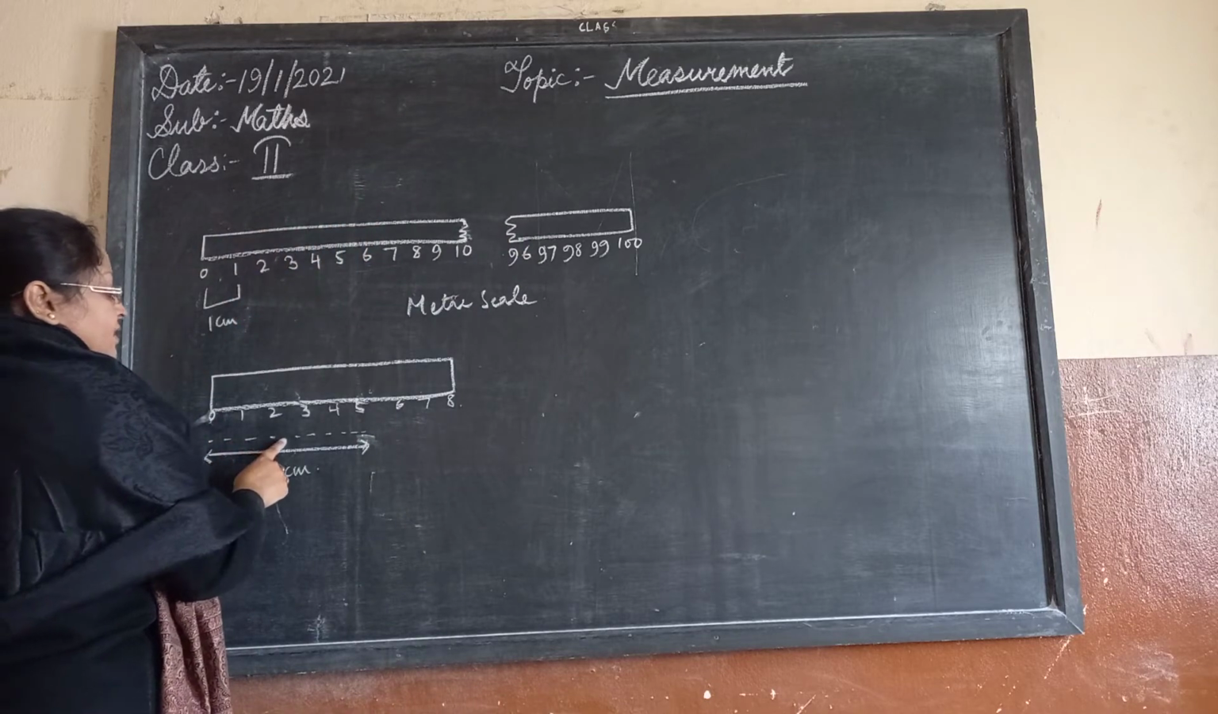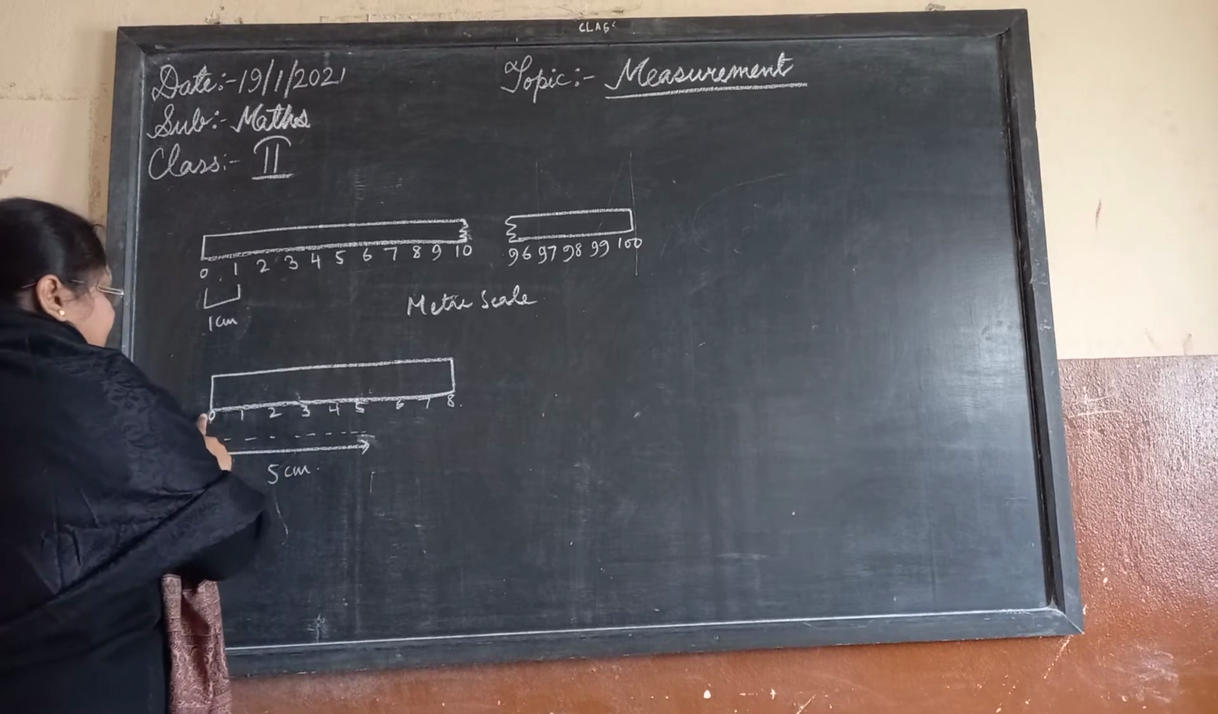Now we will have a scale also. In the compass box we have a scale. Its measurement is from 0 to 1.